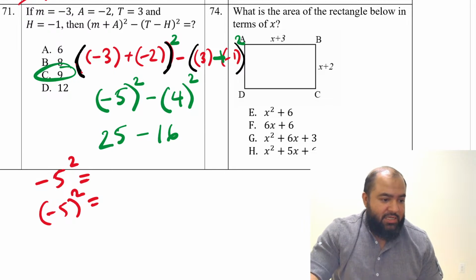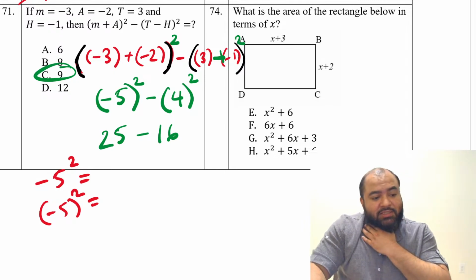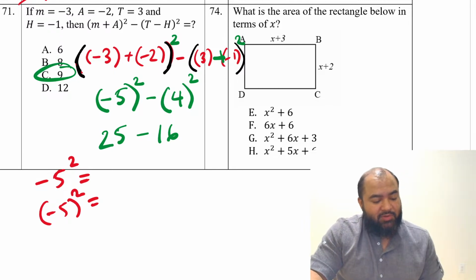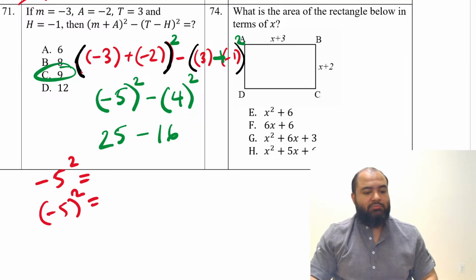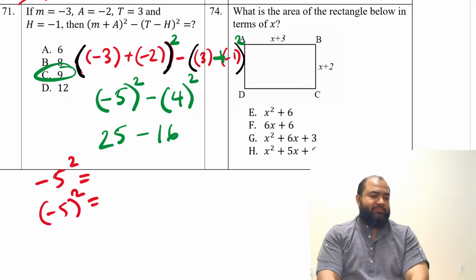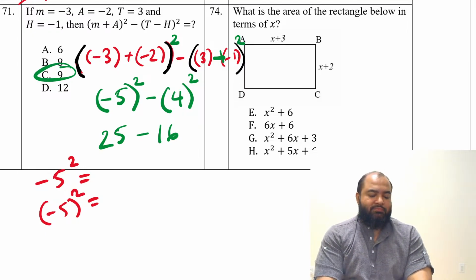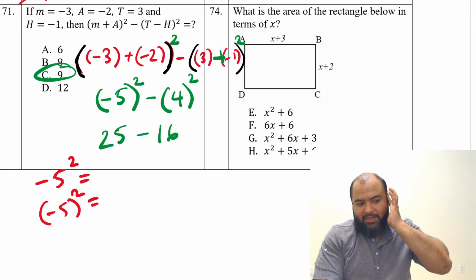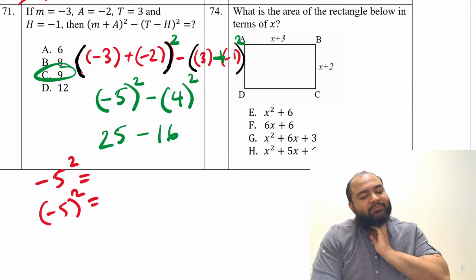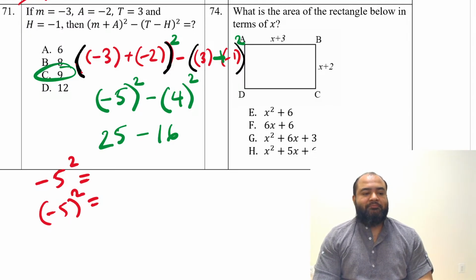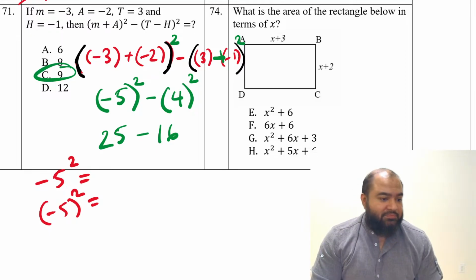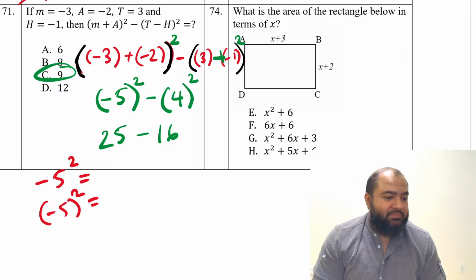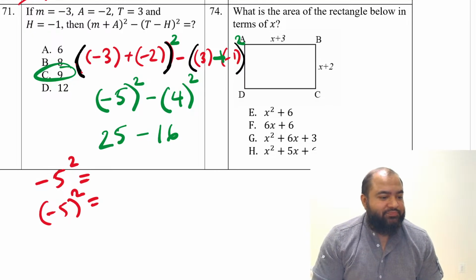25, genius. Okay, so let's get back to the question. So first one, 25, and what about the second one? Let's see who can get it. Ida, you should know it.